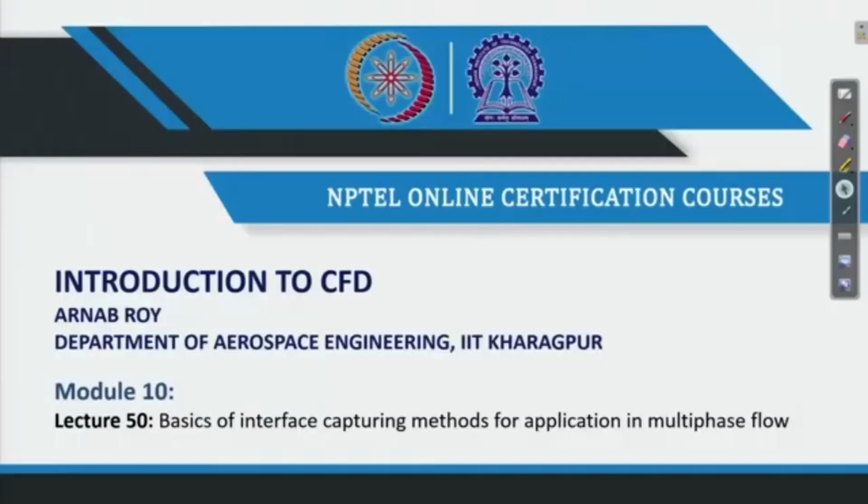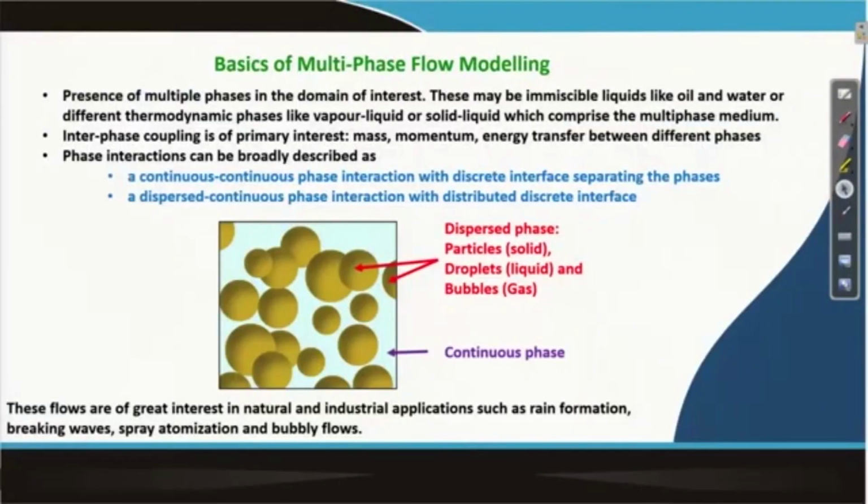In this lecture, we will begin our discussion on interface capturing methods for application in multiphase flow. In this slide, let us look at the basics of multiphase flow modeling.